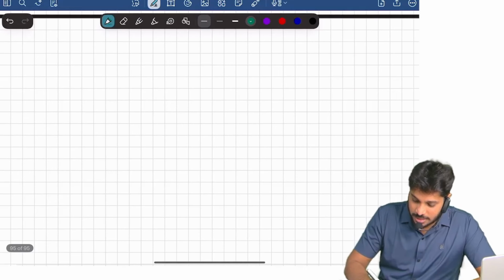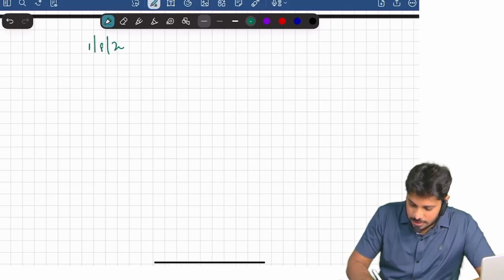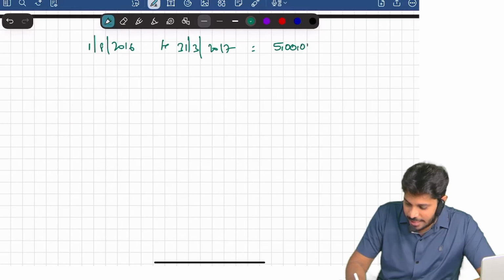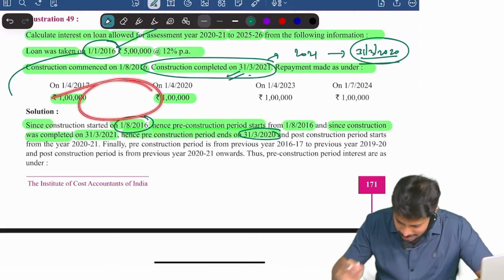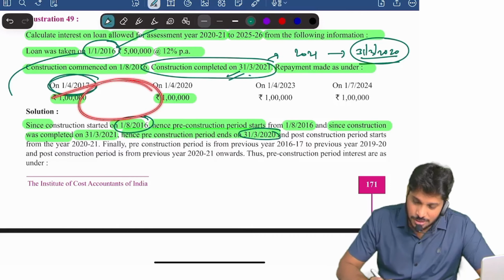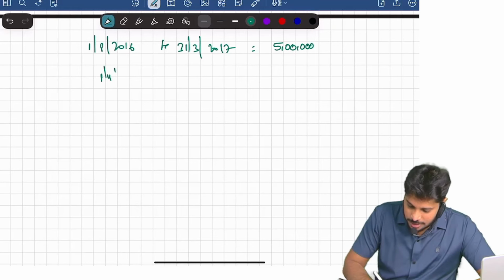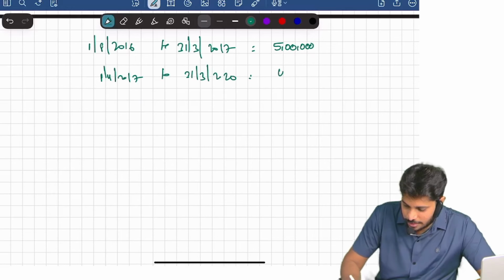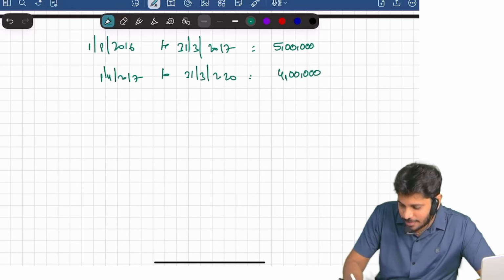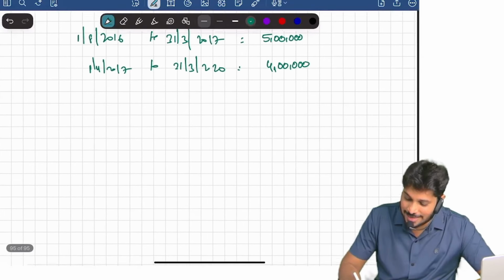From the construction commencement date, 1st August 2016, to 31st March 2017, you have an outstanding loan of 5 lakh. See how cleverly they did it, because on 1st April 2017 you repaid 1 lakh, which means from 1st April 2017 to 31st March 2020 only 4 lakhs is outstanding, correct? Now calculate interest.